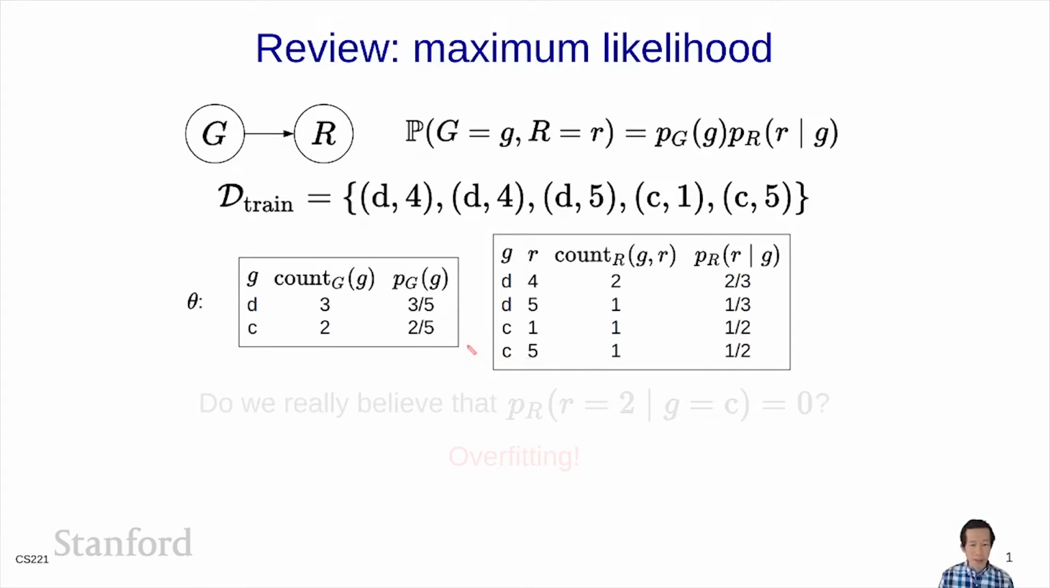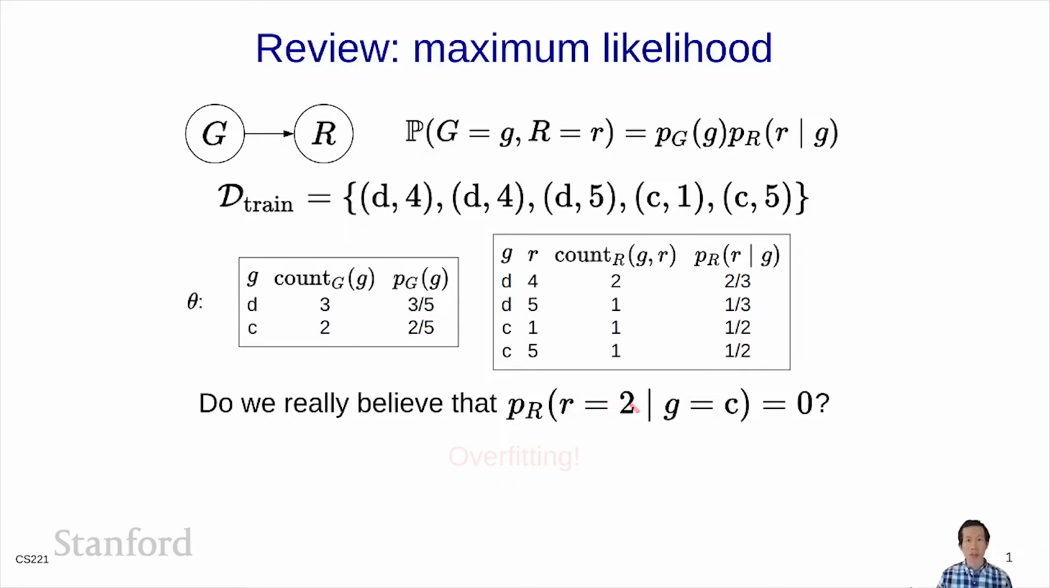So if you look at these estimates, you might notice that there's something funny going on here. The probability that these parameters assigned to a rating of 2, given that it's a comedy, is 0. It doesn't show up in this row of this table, which means that it's 0. So do we really believe this? Just because we didn't see an example of a comedy being rated as a 2, are we licensed to just give it a probability of 0? Well, that would be very close-minded. So this is a case where maximum likelihood has overfit.